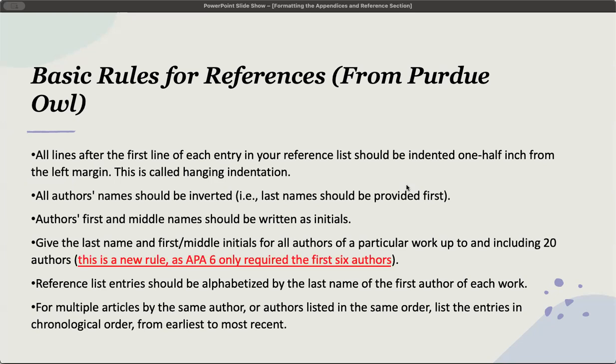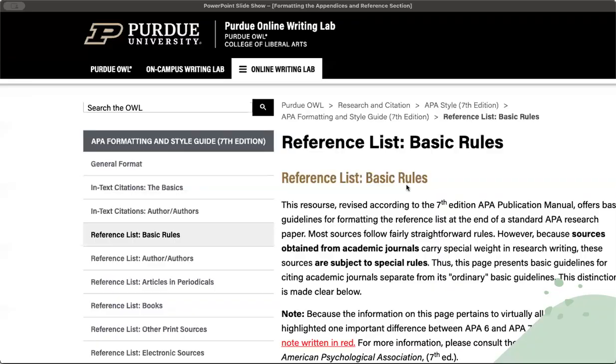Now, there are many more rules for references. So if you have a reference for an unusual source, like a website or from a video, you can go to Purdue OWL, and they have just in the menu on the left-hand side, how to reference books, online print sources, electronic sources. You can find how you would format that right here, along with all of the other APA 7 rules.